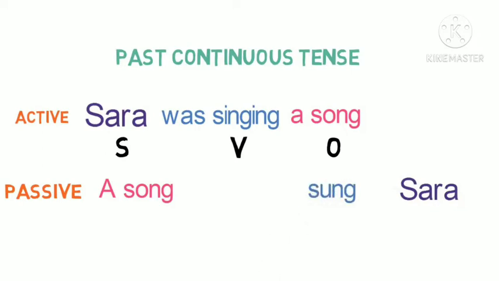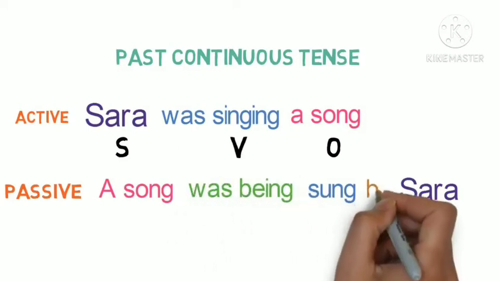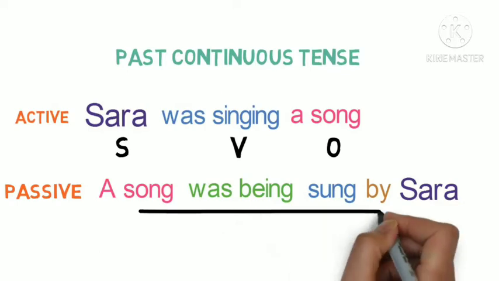Then singing will change into sung. The helping verb should be like this, was being, then by. So in passive voice, the sentence will change like this, a song was being sung by Sarah.